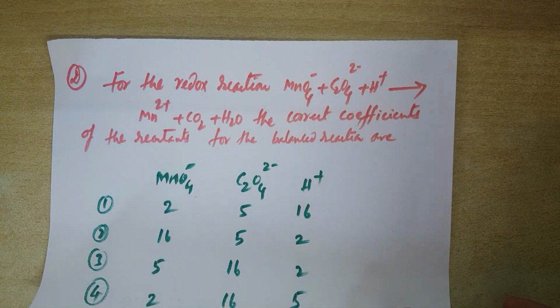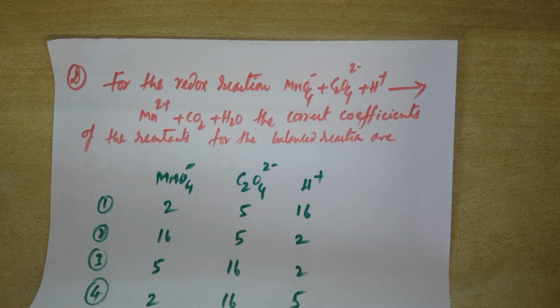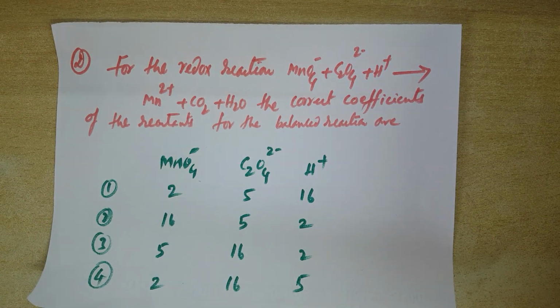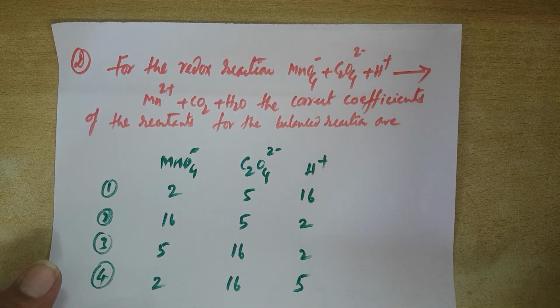Question number 2. See this. For the redox reaction MnO4- + C2O4 2- + H+ gives rise to Mn2+ + CO2 + H2O, what are the correct coefficients of the reactants for the balanced reaction? To get this answer, you have to balance the reaction. How many moles of MnO4-, how many moles of oxalate ions, and how many H+ ions are involved, you can find after balancing the reaction. Try to do it.